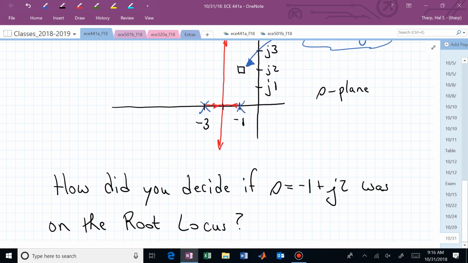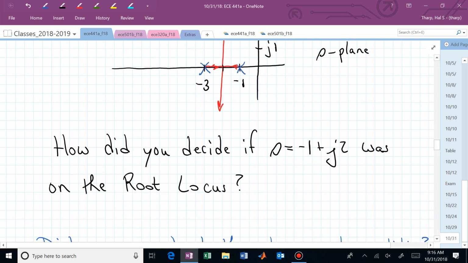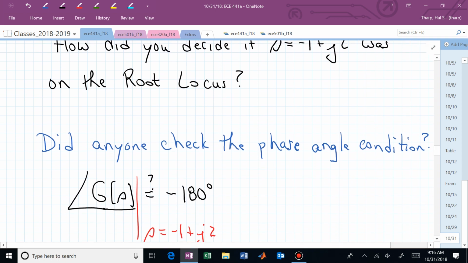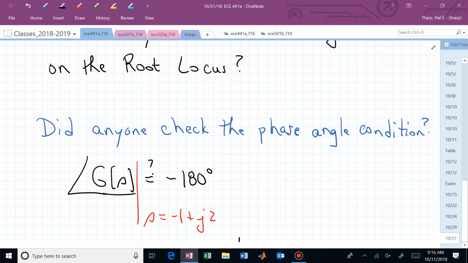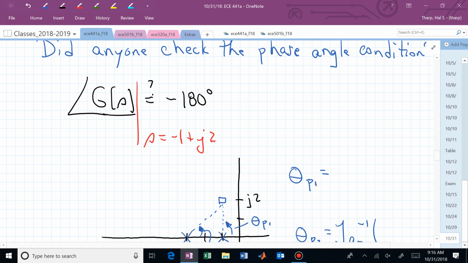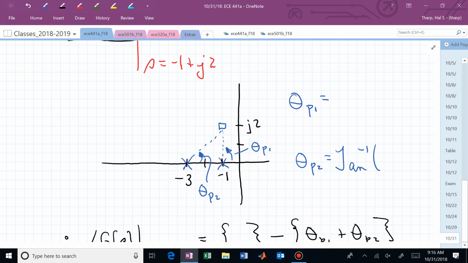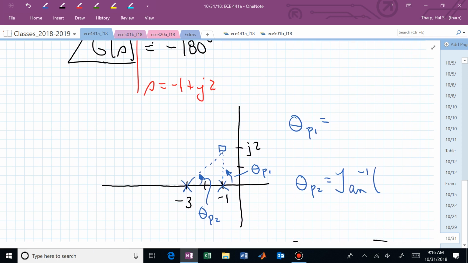So here's the question. How did you decide? Did you sketch the root locus, or did anyone check the phase angle condition? Did anyone look at G and find out what is its angle at -1 plus j2? Can we do that? Here's our sketch of the -1 plus j2 point. We have our two poles indicated at -1 and -3.